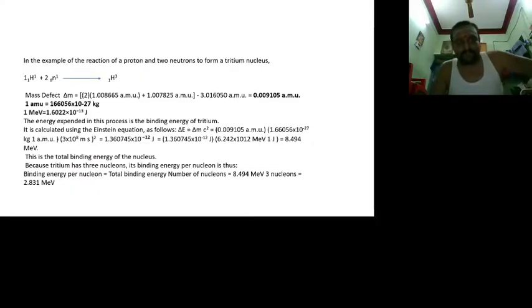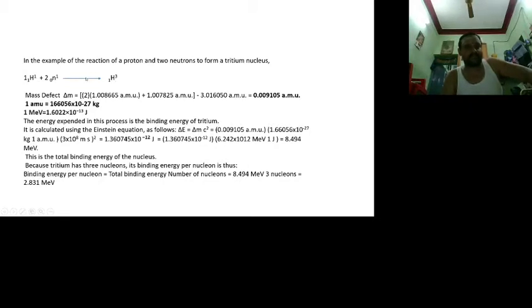In this class we are going to discuss nuclear reactions and the calculations based on them. See the point here, some example reaction. This is an example of a nuclear fusion reaction. One proton combines with two neutrons, forming a single tritium nucleus.